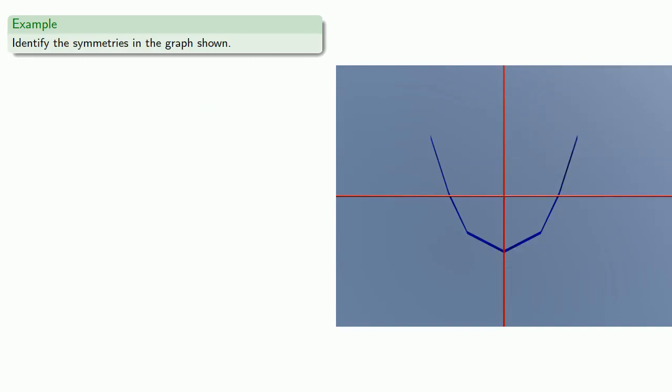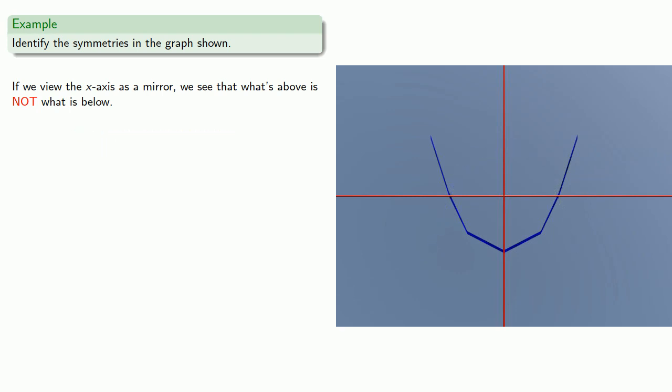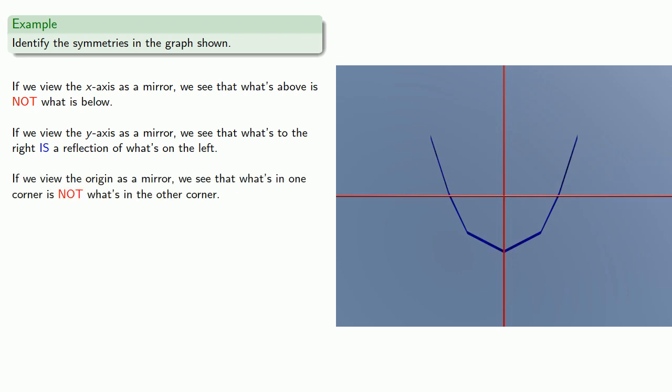For example, let's take a look at the graph shown. Now, if we view the x-axis as a mirror, we see that what's above is not what's below. But if we view the y-axis as a mirror, we see that what's to the right is a reflection of what's on the left. And finally, if we view the origin as a mirror, we see that what's in one corner is not what's in the other corner. And so this graph is symmetric about the y-axis only.